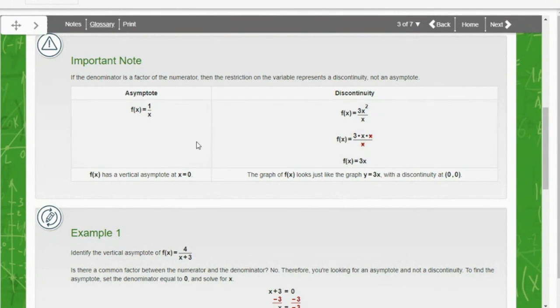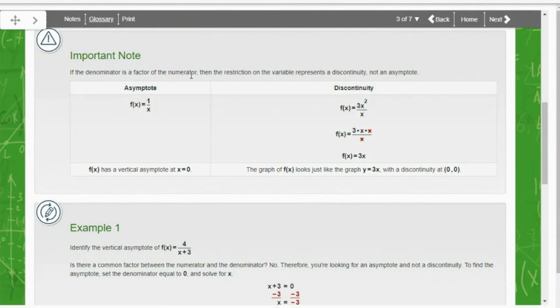All right, so important note, if the denominator is a factor of the numerator, that's a discontinuity. That's what we were just talking about. That's a hole. If the same factor exists in the numerator and the denominator, that tells you there's a hole, or they call it a discontinuity. That's the same thing. It means it does not continue through that point. It stops, and then it starts again on the other side of that point. So it does not continue. When you see the word discontinuity, that means it's a hole. To simplify that in the terms that we're used to, it's a hole in the graph.